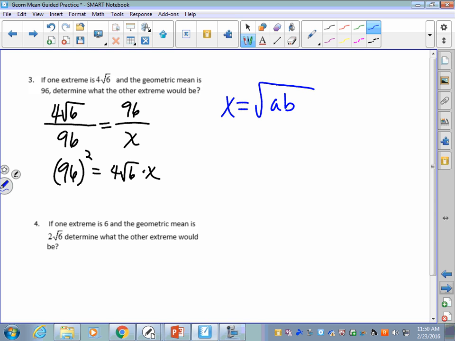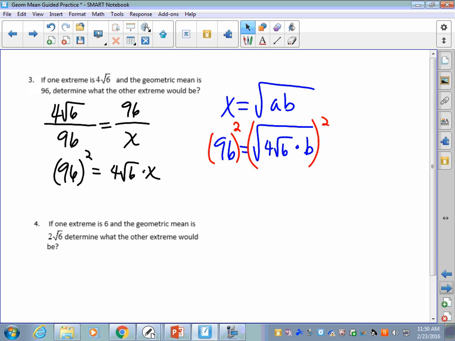Since one of the extremes is this 4 square root of 6, 96 equals, and I'm still going to end up squaring. You're going to end up saying the square root of 4 square root of 6 times b. b is the number I'm trying to find. To get to that, I'm first going to have to square it. So notice I'm still going to square the 96, and then we're solving for b.